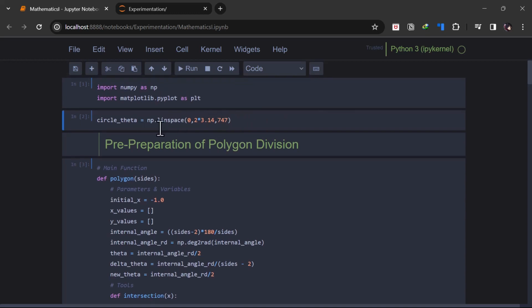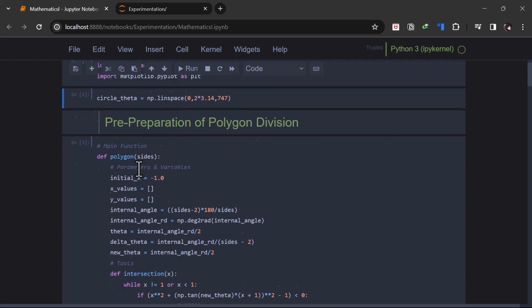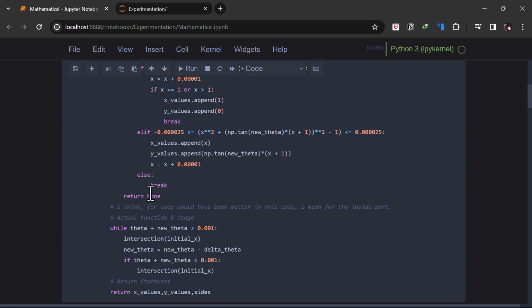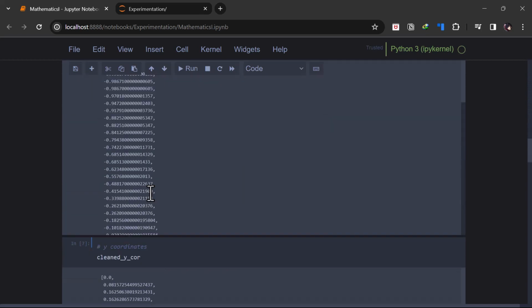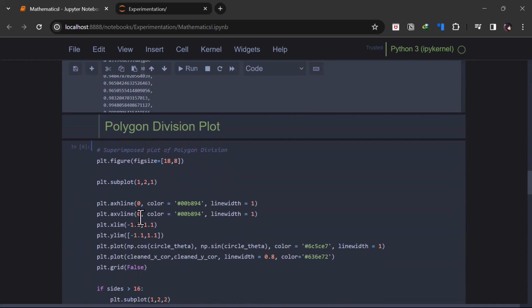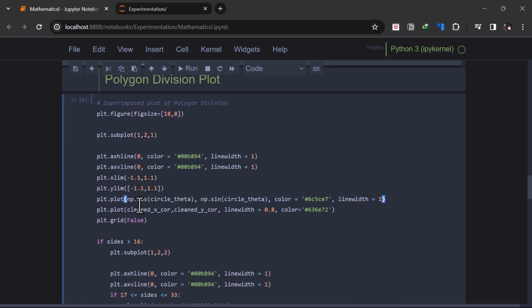So in this case we are getting 747 values between 0 and 2 pi, and this is the value that we are using in drawing the circle. So here you can see the circle. Here I'm drawing the circle. I'm using NumPy's cos theta functionality for all the x values, and for all the y values I'm using NumPy's sine theta functionality.